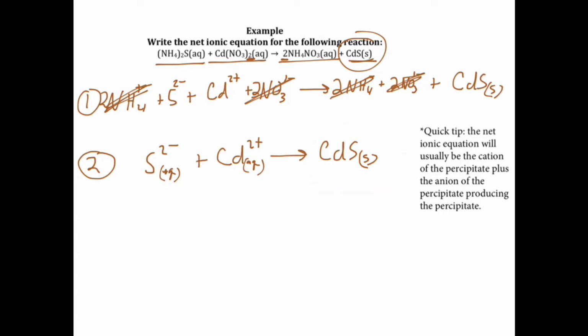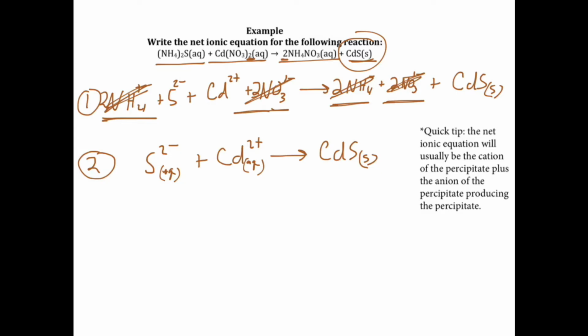Now we need to talk about what spectator ions are. Spectator ions are those ions that do not change. So they start off as an aqueous ion and they end as an aqueous ion. And those spectator ions are going to be the things that we crossed out.